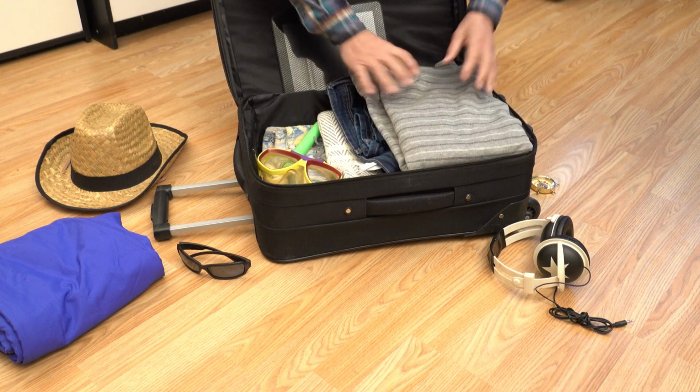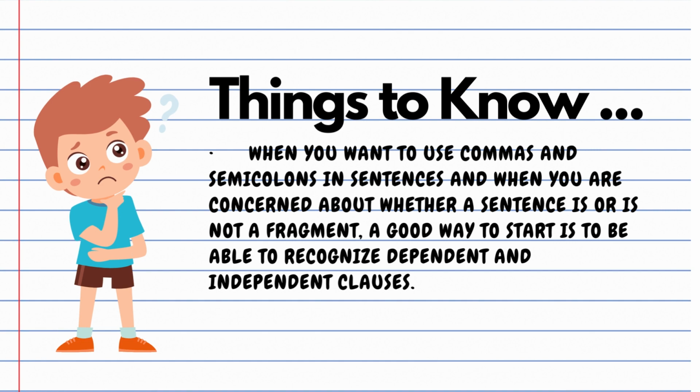So there's things to know. When you want to use commas and semicolons in sentences, and when you are concerned about whether a sentence is or is not a fragment, a good way to start is to be able to recognize dependent and independent clauses. And this is the game changer, especially for grammar, punctuation, and syntax. Most of my students come to me not knowing what an independent and dependent clause are. They don't even know what a complete sentence is, oddly enough, depending on the teacher they've had the year before. So I'm starting very basic at my school where I teach, and really need to shore up these fundamentals before we get into the sentence constructs.